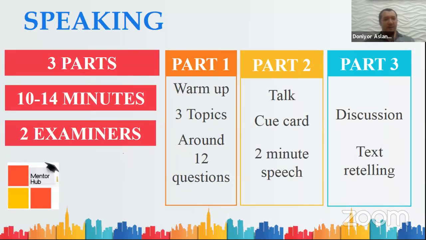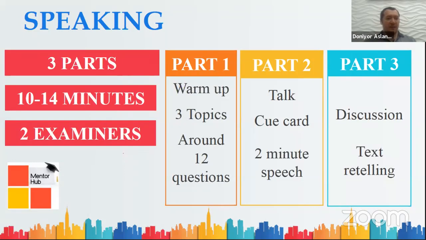So the process is the same with the IELTS. Yeah, it has 3 parts like IELTS, 10 to 14 minutes, but in the CEFR or in the national testing, we have 2 examiners, which also causes some nerves for candidates. One examiner will ask you questions, while the other one completes the notes.